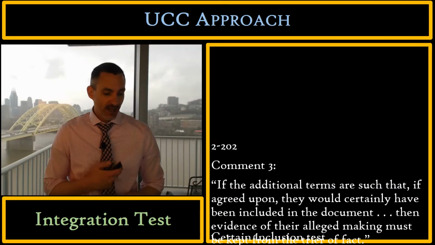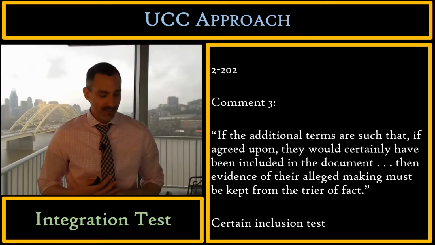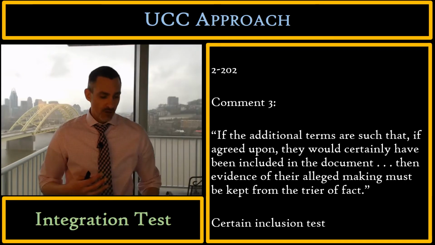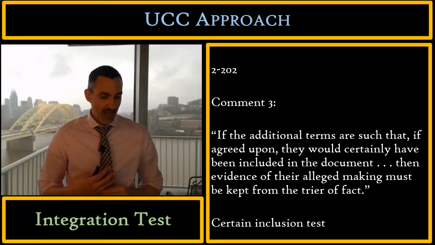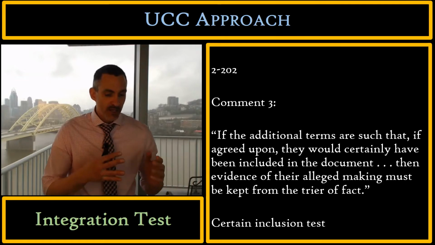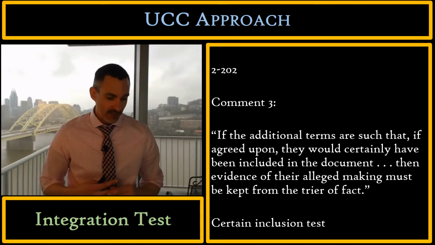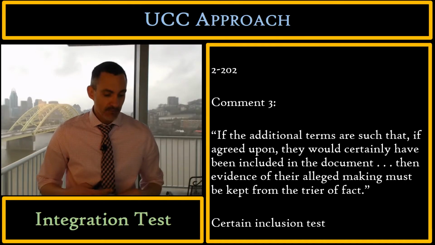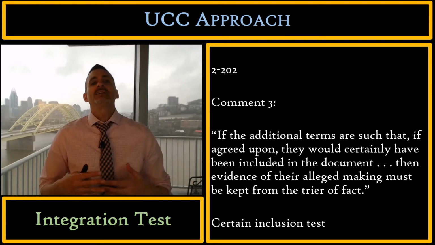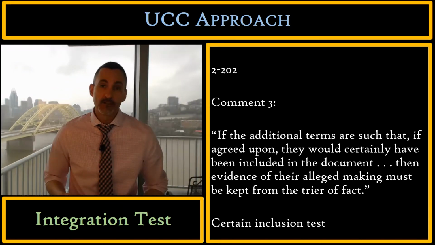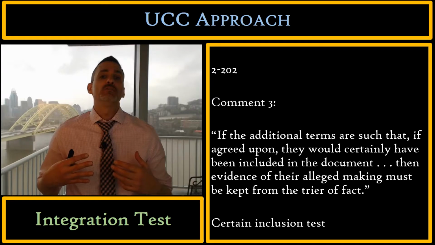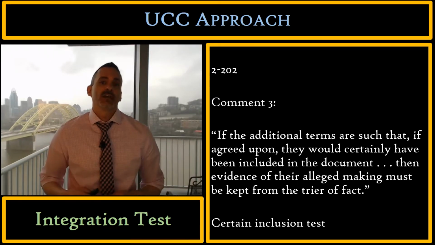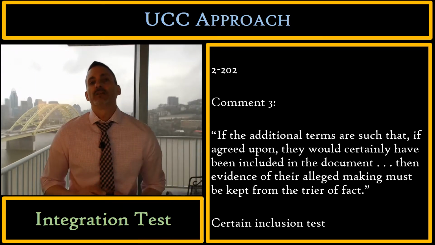So what's the test under the UCC? Well, it's just slightly different. Look at it. And this is comment 3 of UCC 2-202. If the additional terms are such that, if agreed upon, they would certainly have been included in the written agreement, in the document, then the evidence of their alleged making must be kept from the trier of fact. So instead of a natural inclusion test under the UCC, we're going to use a certain inclusion test. Let's compare the natural inclusion test and the certain inclusion test to see if there's any real difference between them.